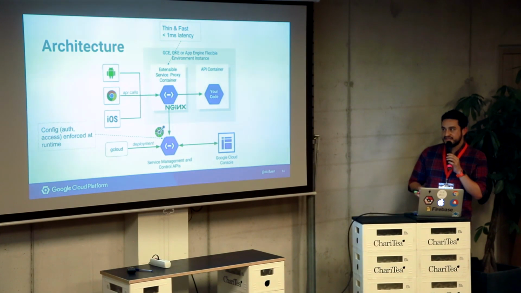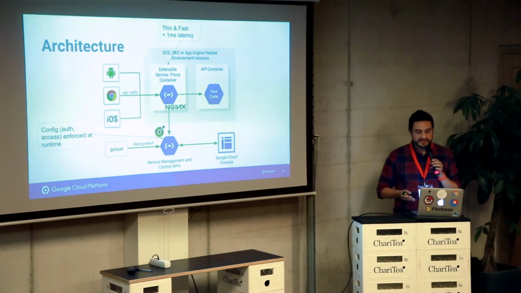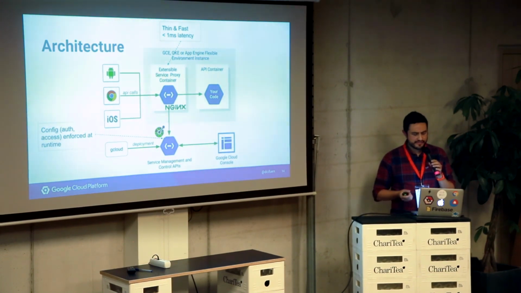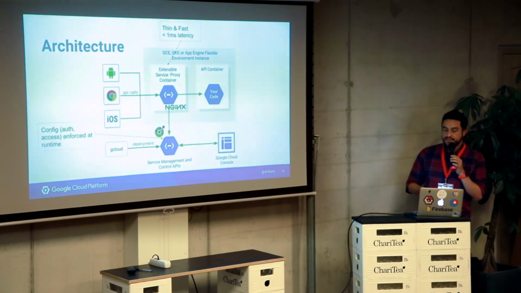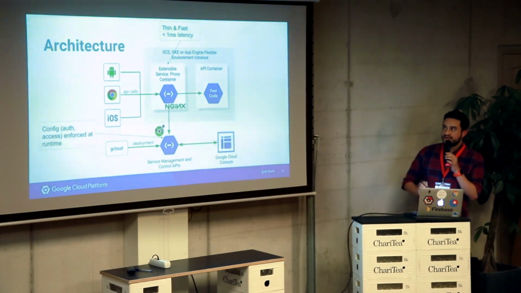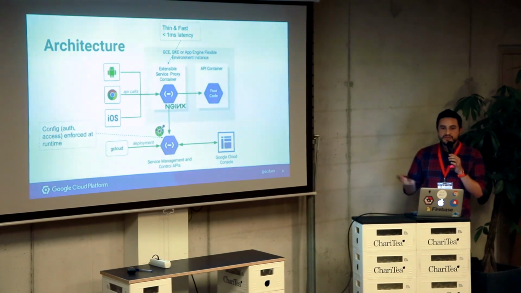So it will make sure that the path exists in your API spec, and it will make sure that all the parameters are there as well, and of course the authentication. If you require authentication, it will validate the token before the request is sent to your server. It is thin and fast, because it doesn't require another network call. It will be co-located with your application.